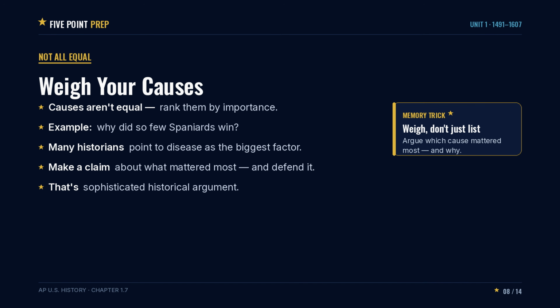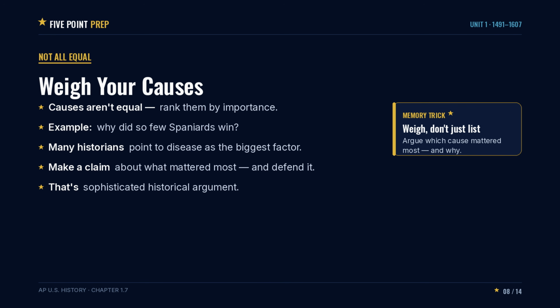Another move that earns points: weighing causes. Not all causes carry equal weight, and strong historians rank them. Take our big question: why did a few hundred Spaniards defeat empires of millions? You could list steel, horses, allies, division, and disease.